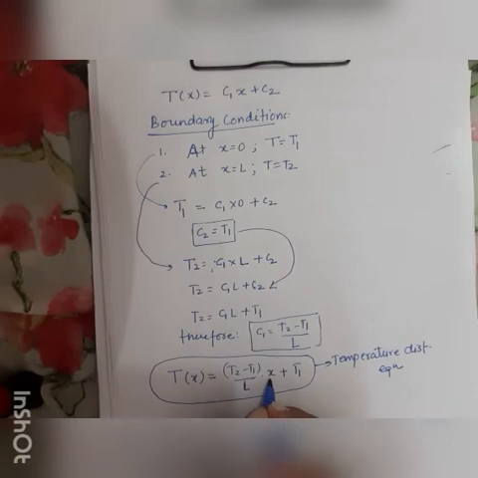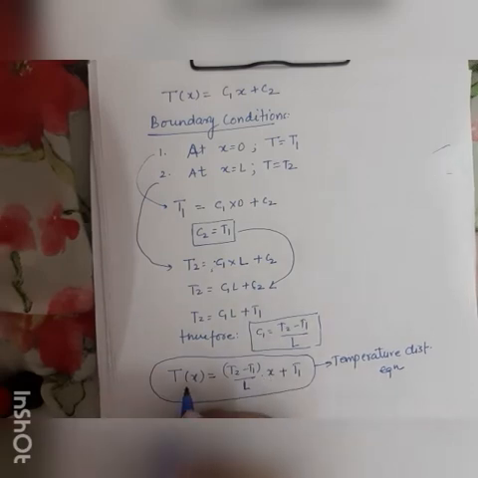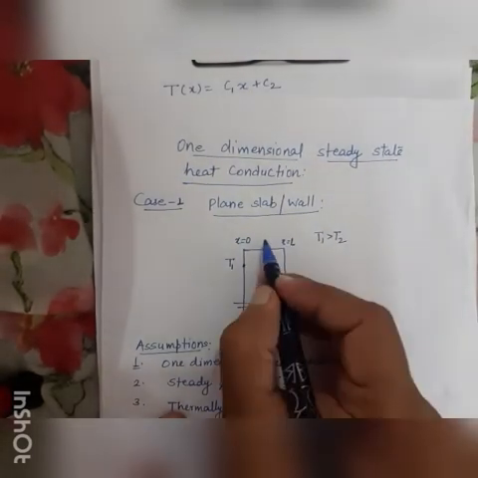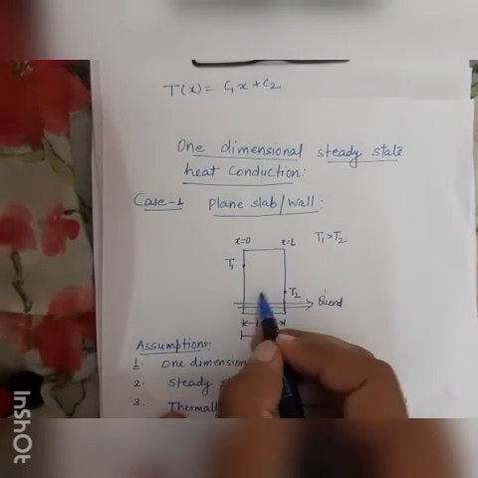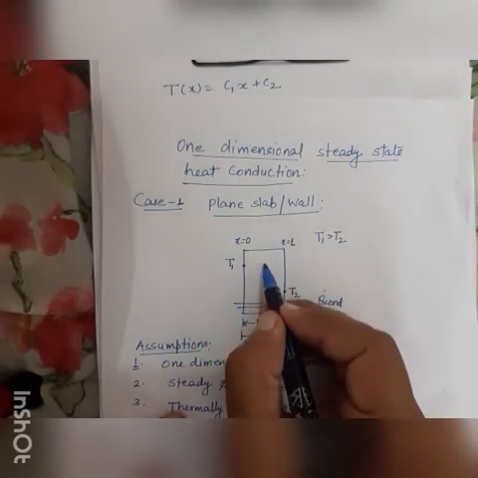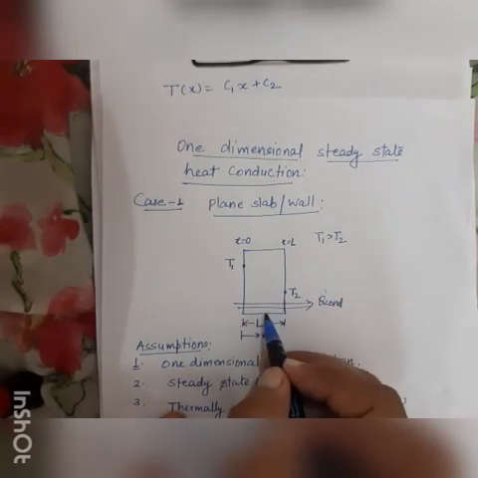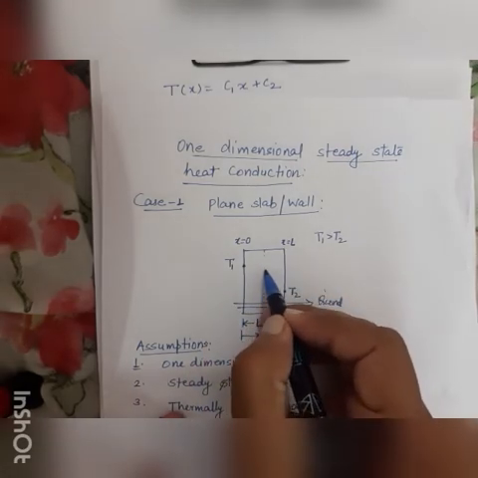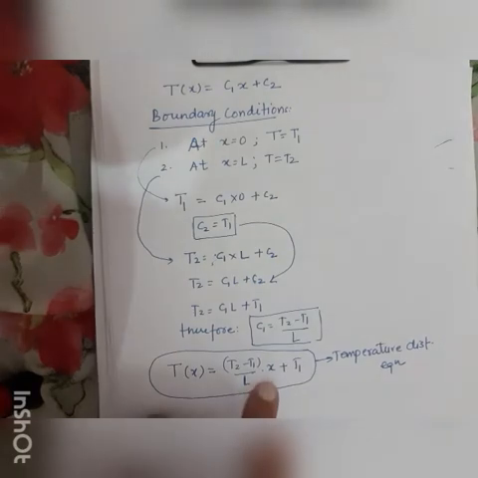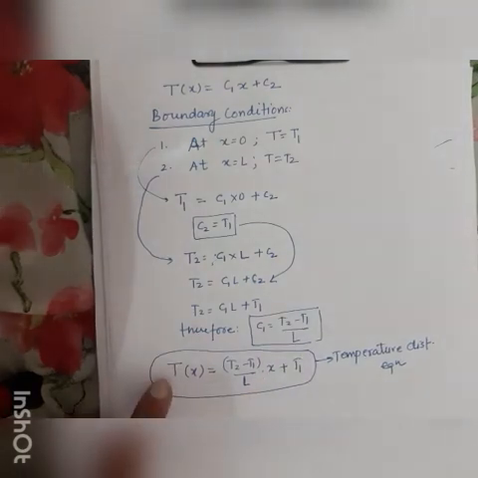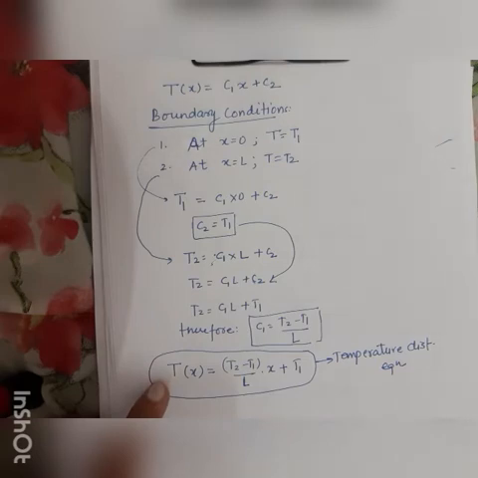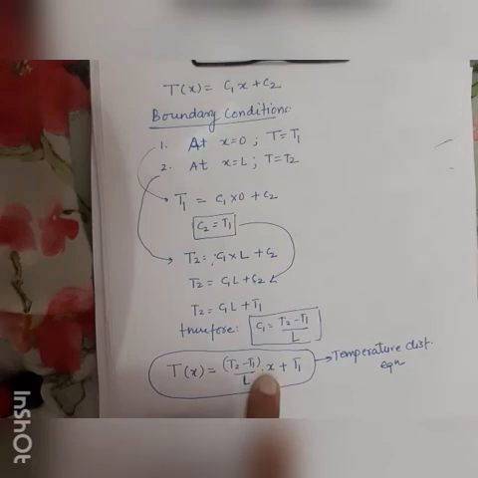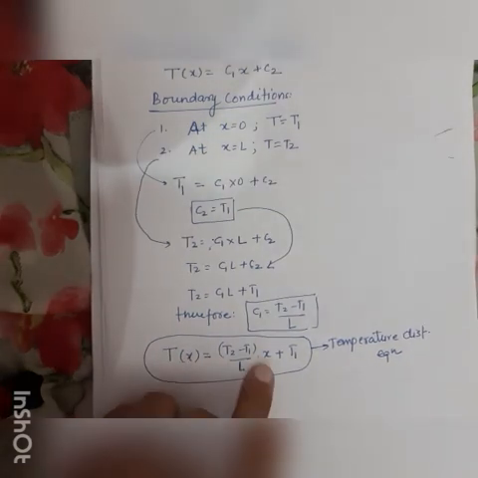At any distance x, you can determine the temperature. For example, if you are asked what the value of temperature is at x equals L by 2, you can get the value of temperature at any location x. If I ask what the temperature is at the middle plane, the midpoint, you simply put x equals L by 2 in this equation, and I will get the temperature of the mid plane within the slab. So wherever you want to calculate the temperature, put the value of x for that point. By this equation, you can determine the temperature at any location x.